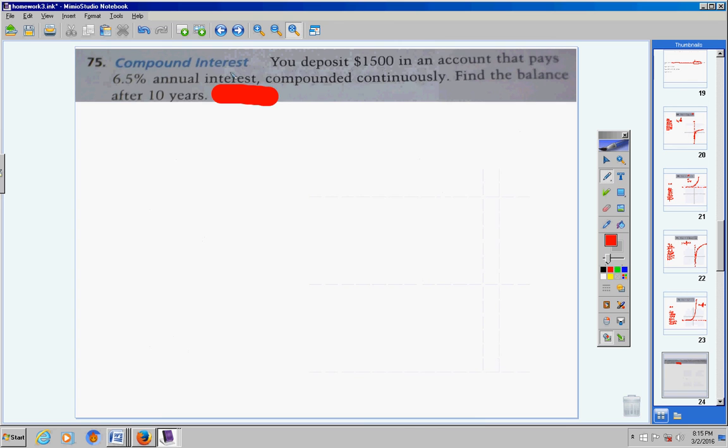Okay, moving on now to some word problems. You deposit $1,500 in an account that pays 6.5% annual interest. Notice this key phrase here, compounded continuously. Find the balance after 10 years. Okay, no problem. Compounded continuously means this formula right here. There it is.